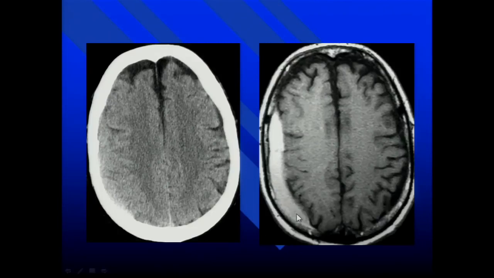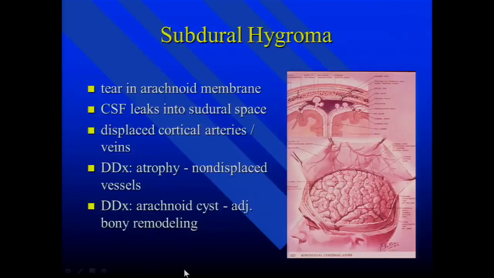But if I do MR, since it's methemoglobin at this point, which is bright on T1, they're much, much easier to see on MR than on CT. To me, it's pretty tough to see on CT, even though that's a pretty large hematoma there.